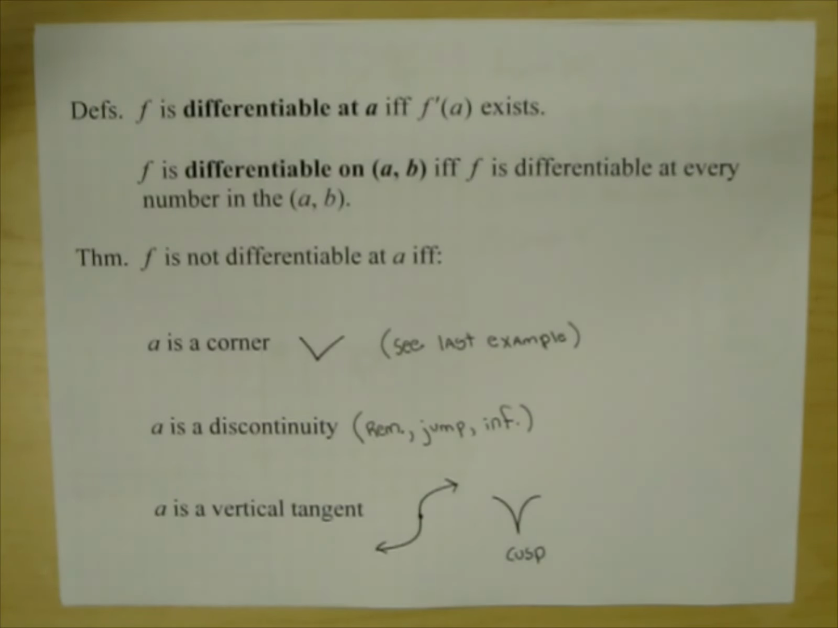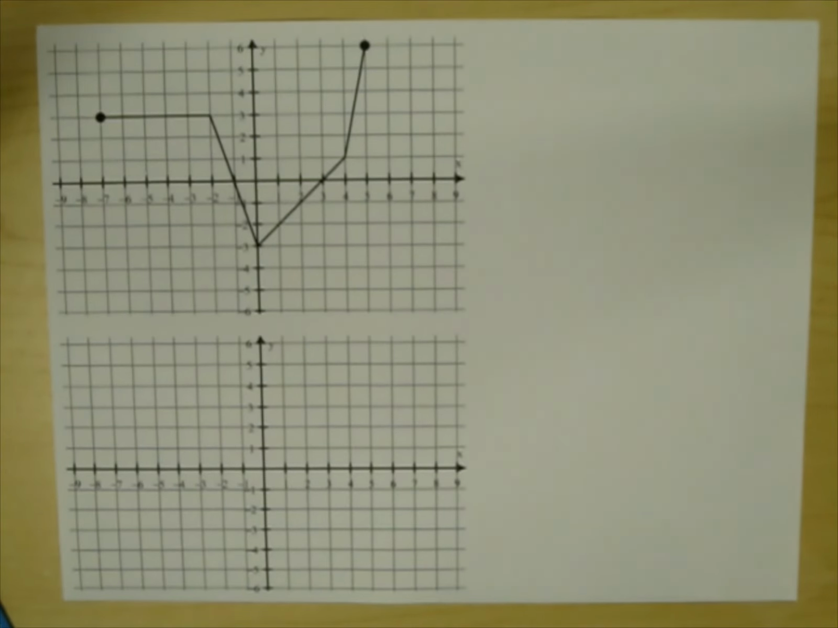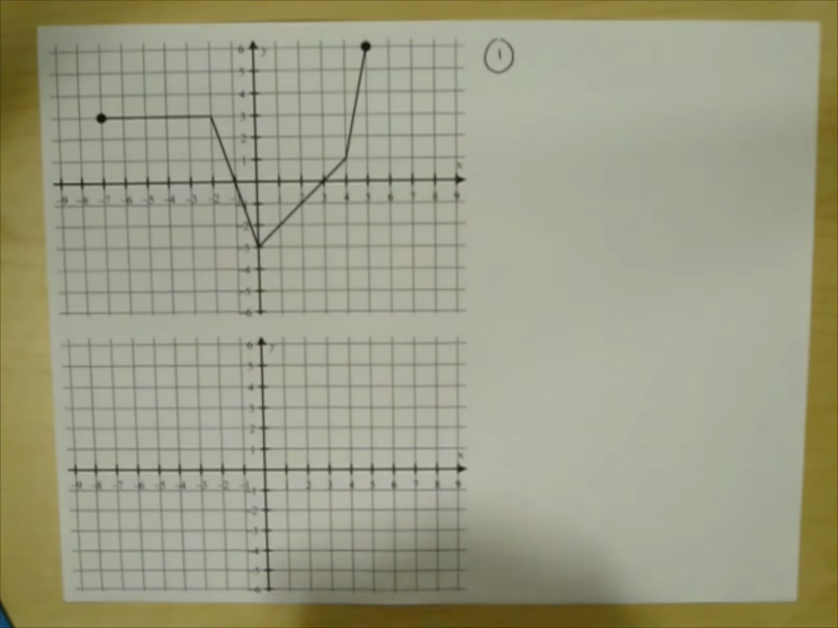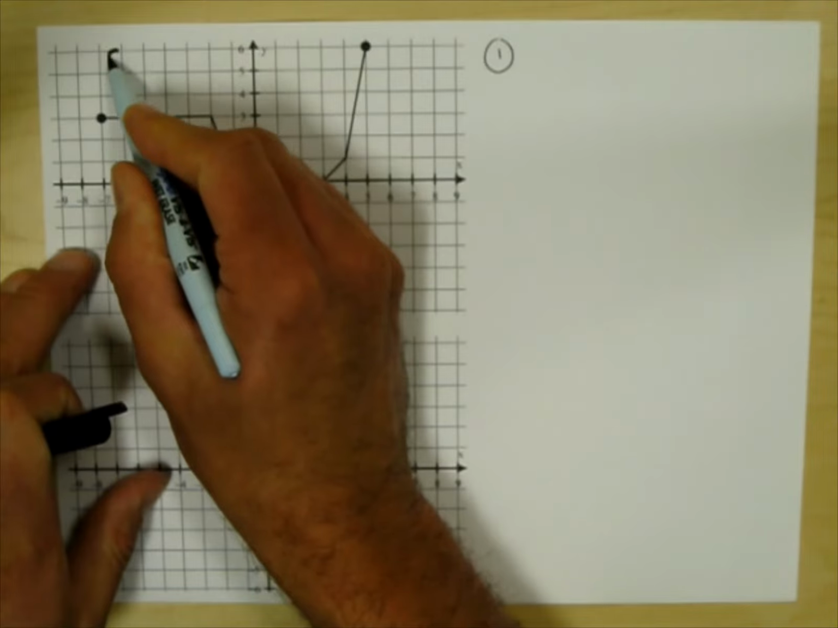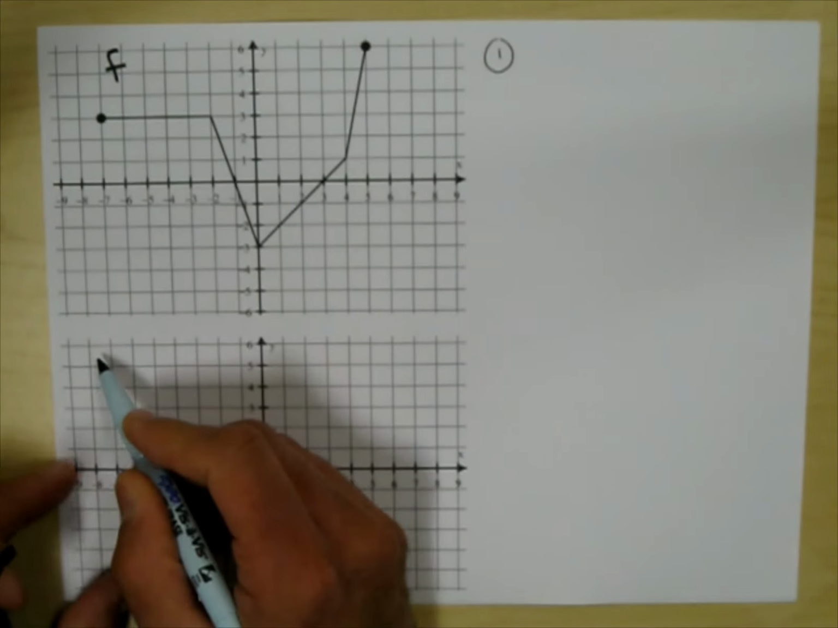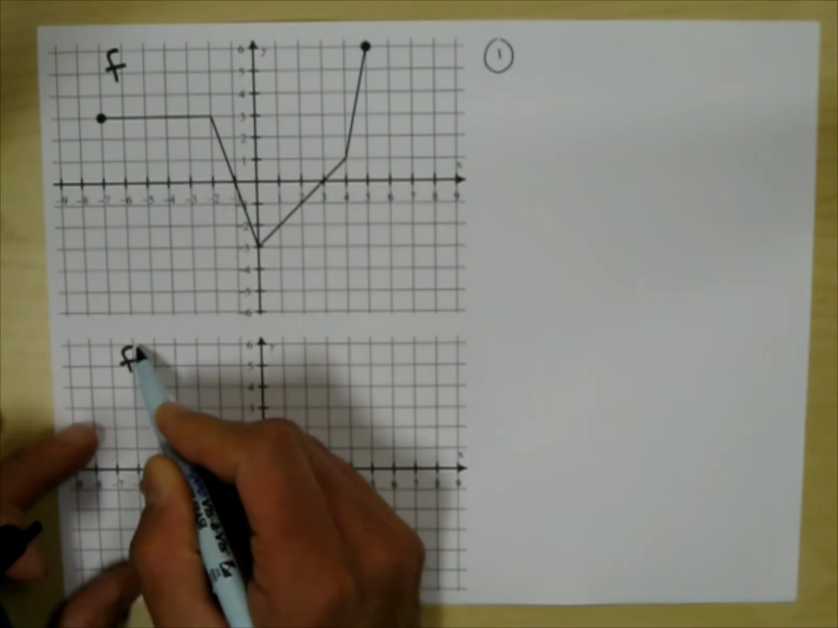So now what we're going to do for the rest of this lecture is we are going to do 4 more problems. We're going to be given pictures of functions and we're going to be asked to graph the derivative. So here's problem number 1. Here's our graph of f. We just call everything f, don't we? And here is the graph of f prime, which we're going to supply.